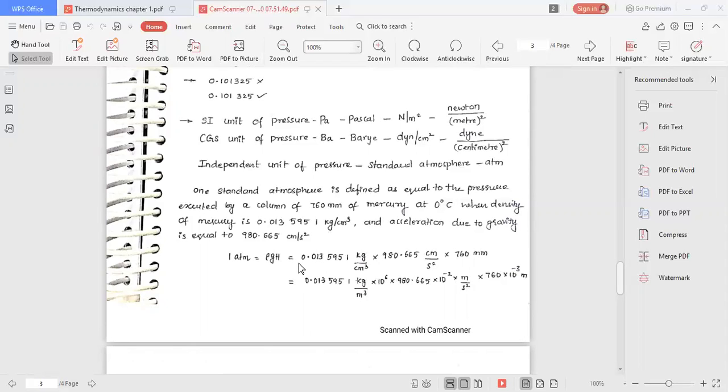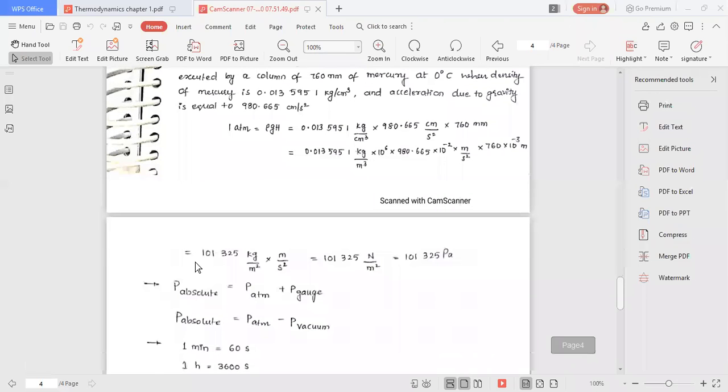Here what is the fluid? Mercury. So mercury density is in kg per meter cube. You can say 13595.1. That is the density of mercury in kg per meter cube, I can say. Okay. Next, I have converted centimeter into meter, mm into 10 power minus 8. After multiplying all these numbers, I have got this as 101325.